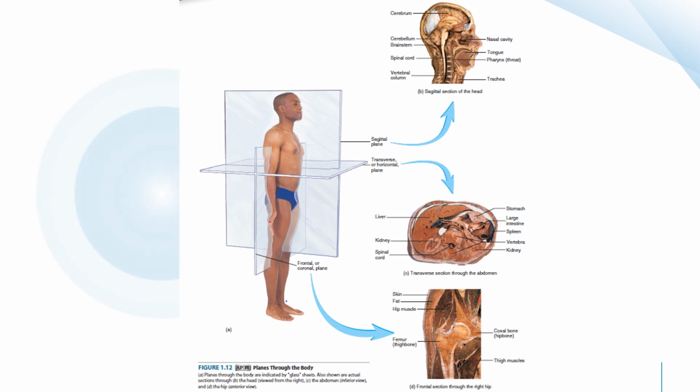So the following are different examples of planes that are cut through the body. So the first one is a sagittal section of the head, which I just showed you in the pop quiz. The second one is a transverse section through the abdomen, where you can see the liver, the kidneys, and the spinal cord. Then the last, but not the least, is a frontal section through the right hip. So you can see here the femur, the acetabulum, and the thigh muscles.